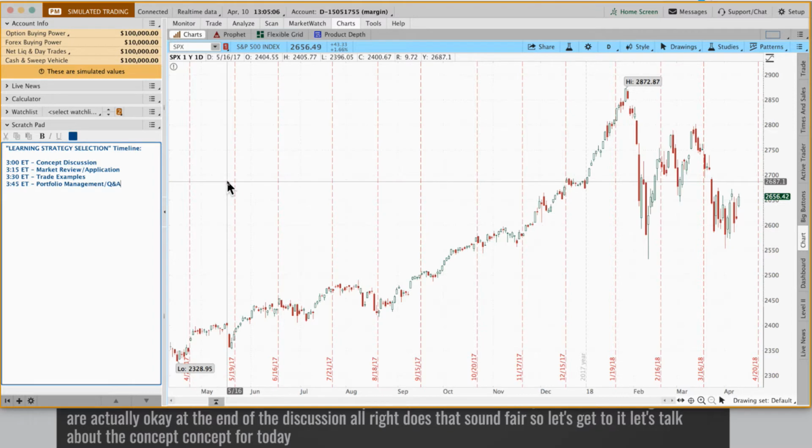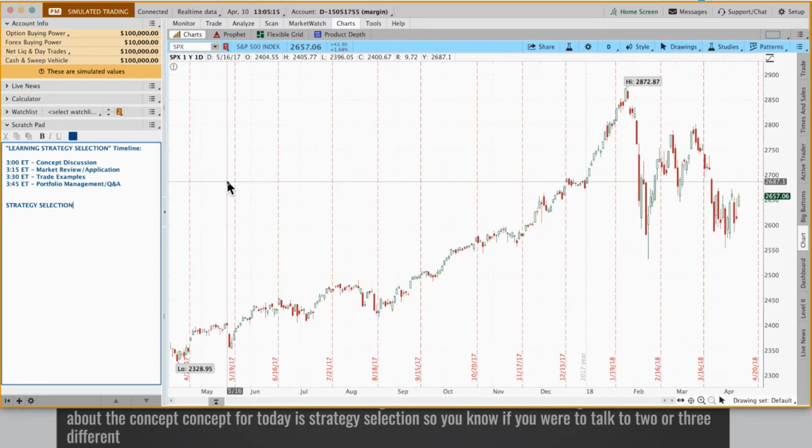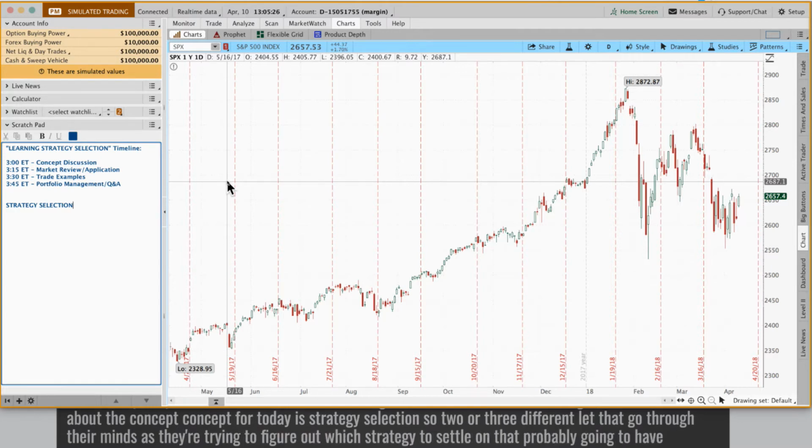Concept for today is strategy selection. So if you were to talk to two or three different investors or options traders, and you talk about the thought processes that go through their minds as they're trying to figure out which strategy to settle on, they're probably going to have different approaches. That's okay.